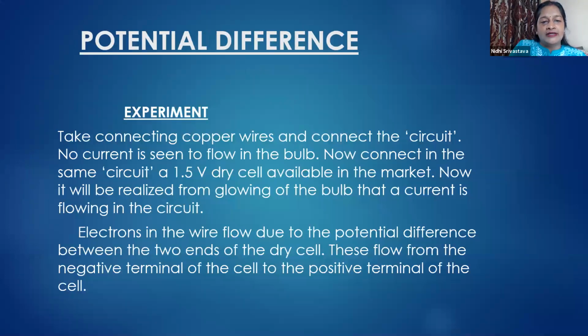We have to do an experiment to understand this. Take connecting copper wires and connect the circuit. No current is seen to flow in the bulb. Now connect in the same circuit a 1.5 volt dry cell available in the market. Now it will be realized from the glowing of the bulb that a current is flowing in the circuit. Electrons in the wire flow due to the potential difference between the two ends of the dry cell. These flow from the negative terminal of the cell to the positive terminal of the cell.